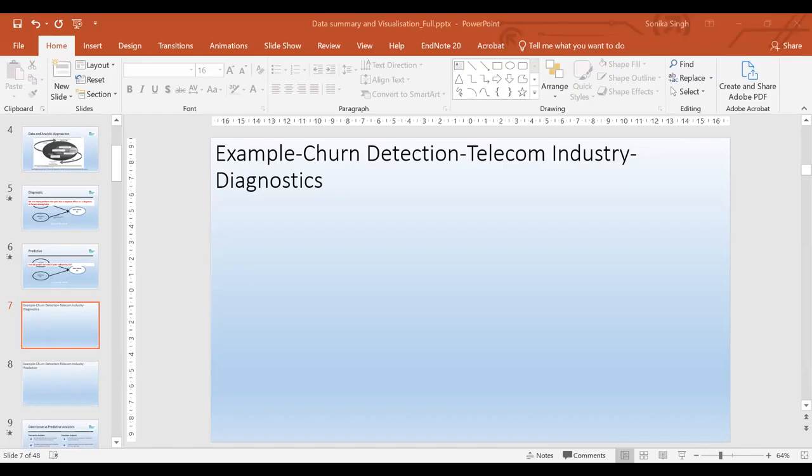So now let's take a look. We want to do two types of analytics here: diagnostic analytics and predictive analytics. Let me select this data. If we have to identify the factors that could be leading customers to churn, what do you think are the diagnostic factors that might be affecting customers to churn?